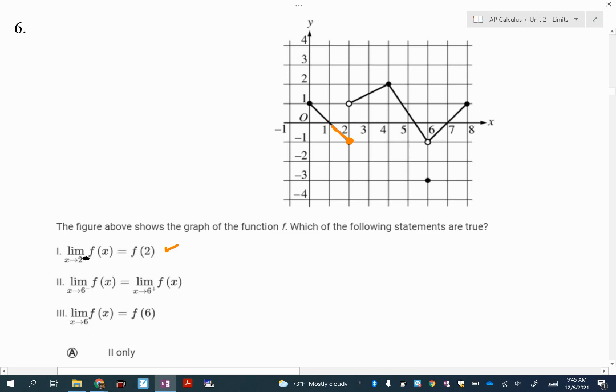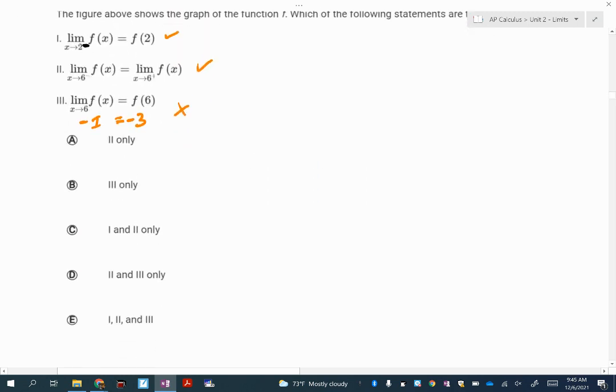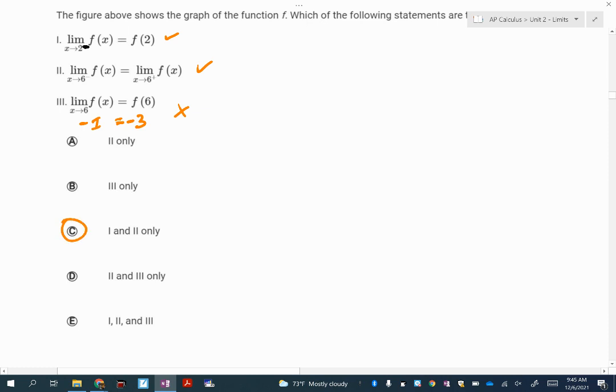X approaches 6 from the left, and 6 from the right. Those are actually the same. They're approaching -1, so that's true too. And then the limit as x approaches 6 is actually -1, but f of 6 is actually -3. So this would be -1 equals -3, which is not true. So only 1 and 2 are going to be true. So looks like that's C.